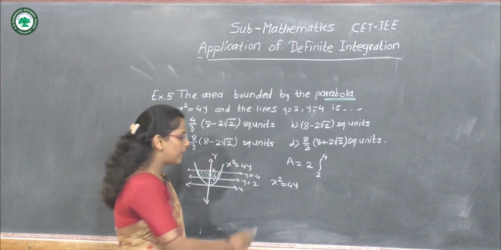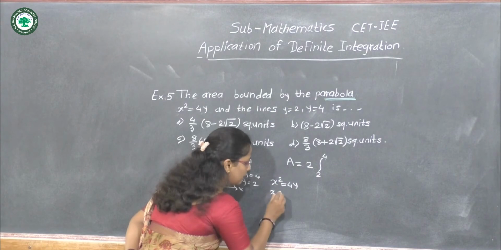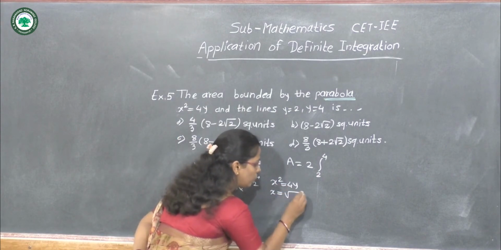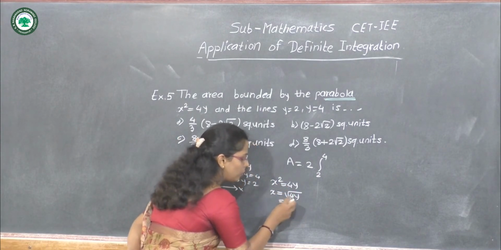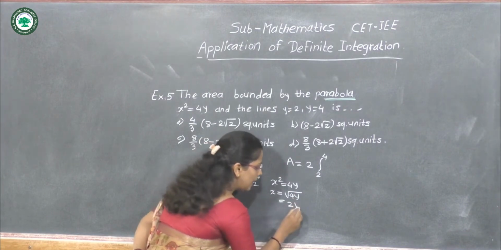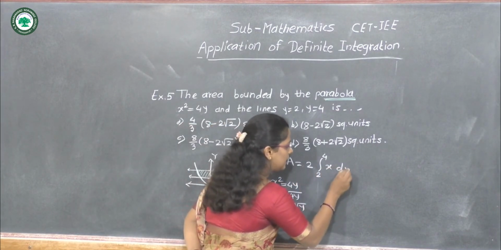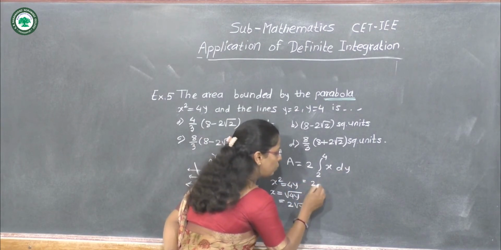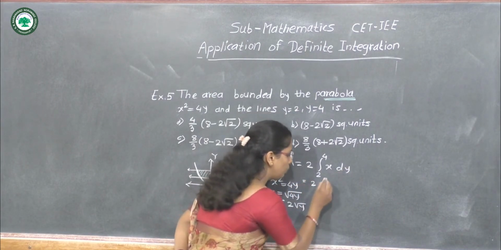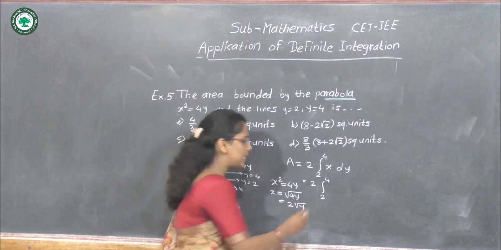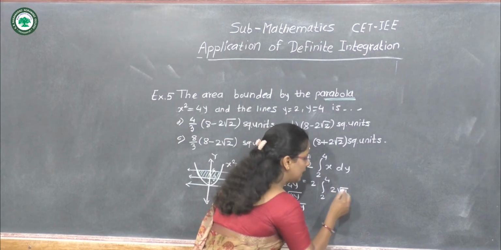We have to find the value of x. X is equal to square root of 4y. Square root of 4 is 2 and root y. Write the value of x dy. Here 2 integration from 2 to 4, value of x is 2 root y dy.